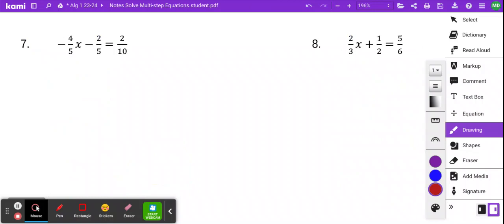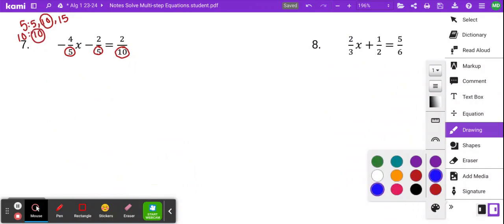When we see multiple fractions, we talked about how to get rid of those fractions by looking for the least common multiple of all of those numbers in our denominators. So we have 5, we have 10. So we list out that least common multiple: 5, 10, 15. Well, we can see that 10 times 1 is 10, and that least common multiple that they have in common is 10. So we're going to go ahead and multiply both the left and the right by 10.